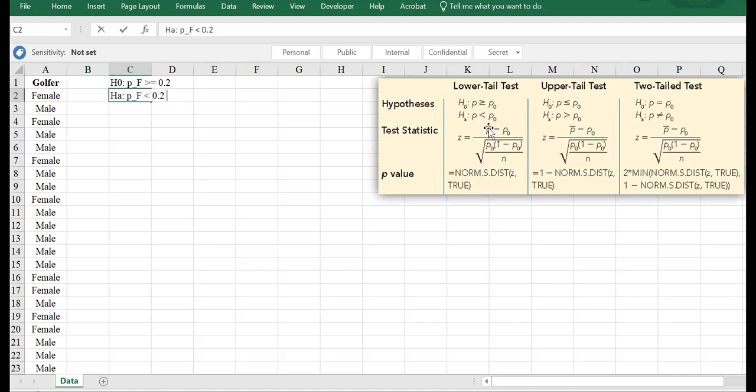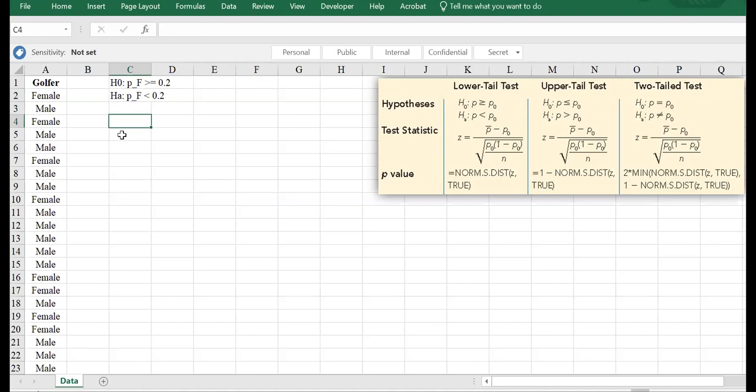Let's say somebody has claimed that the proportion of female golfers in the country is less than 20%. All right, so if we have this research question, if we're trying to find evidence for this claim, this is how we set up the null and alternative hypothesis. So that's the first step.